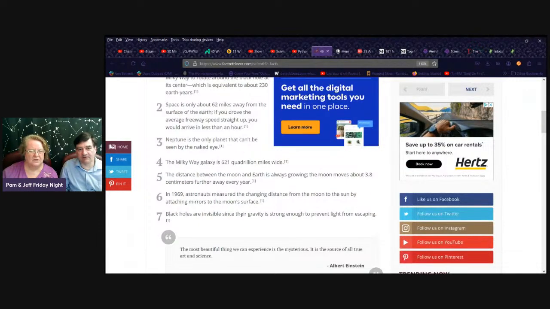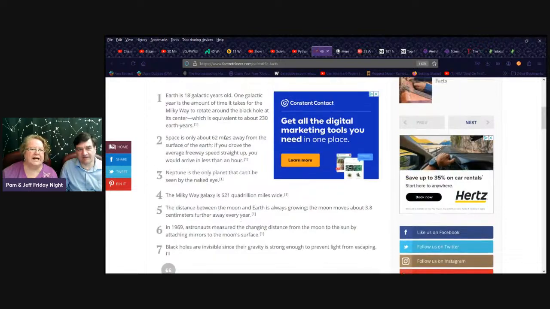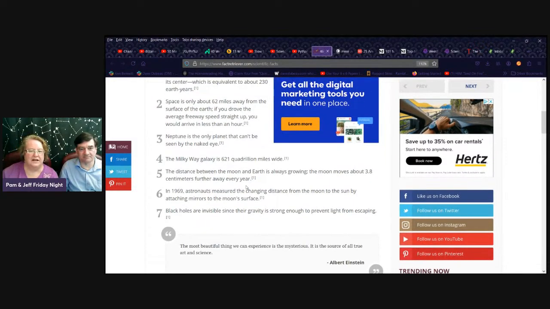Well, the Earth is 18 galactic years old. That's how many times the Earth has gone around the galaxy since it was, I guess, born. Although it's hard to tell when it's born, when it's got these different phases of being put together. Which birth date are we talking about here for the Earth? All right, so let's see.